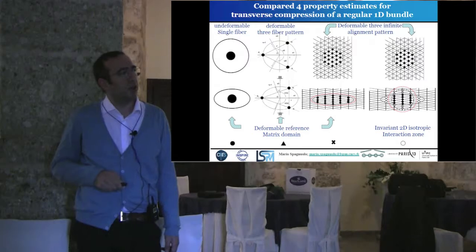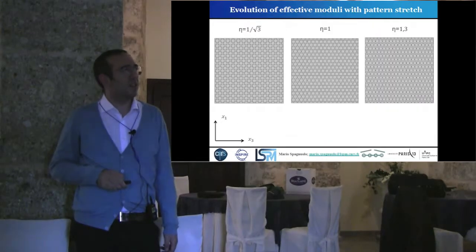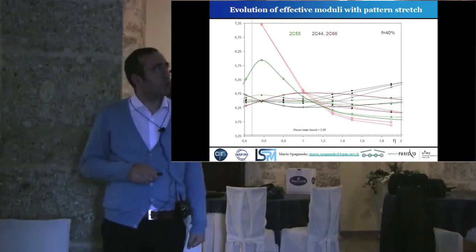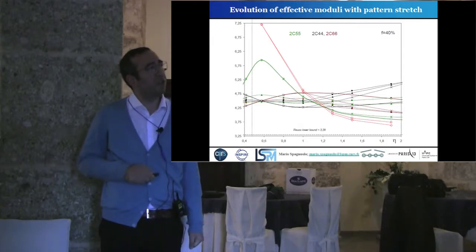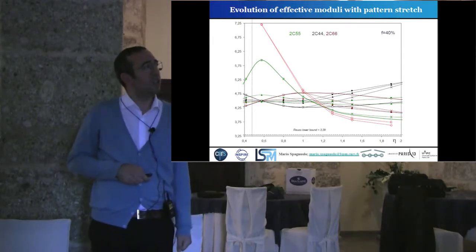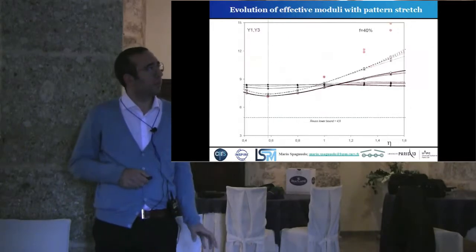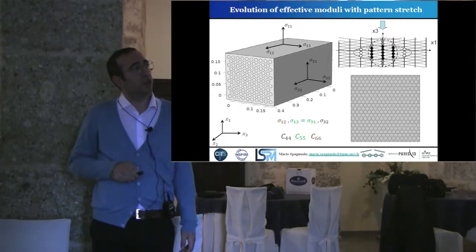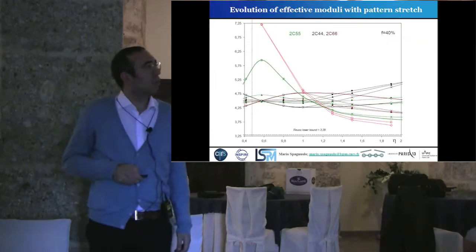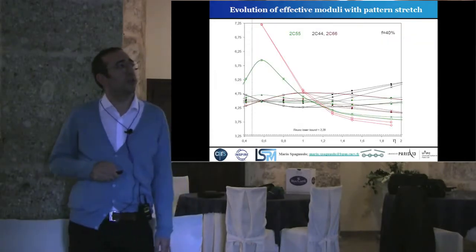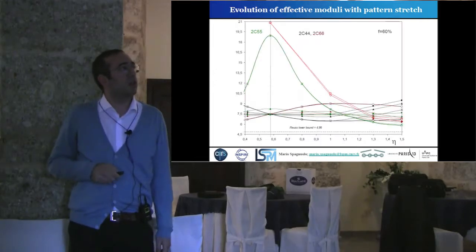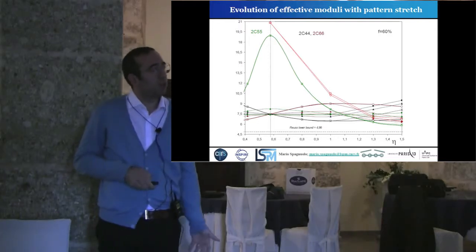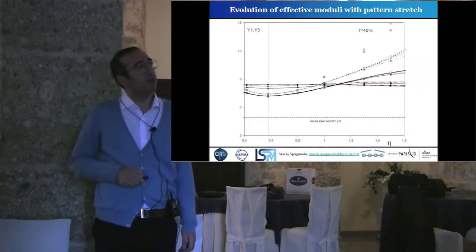Here are defined all the symbols, and it's really clear that the closest to the numerical experiment is the one in which I consider all the pattern, and where the interaction zone remains invariant. So I did this for a concentration of 40% of fibers and 60% of fibers. This is for the shear modulus, and we did it also for the Young modulus.